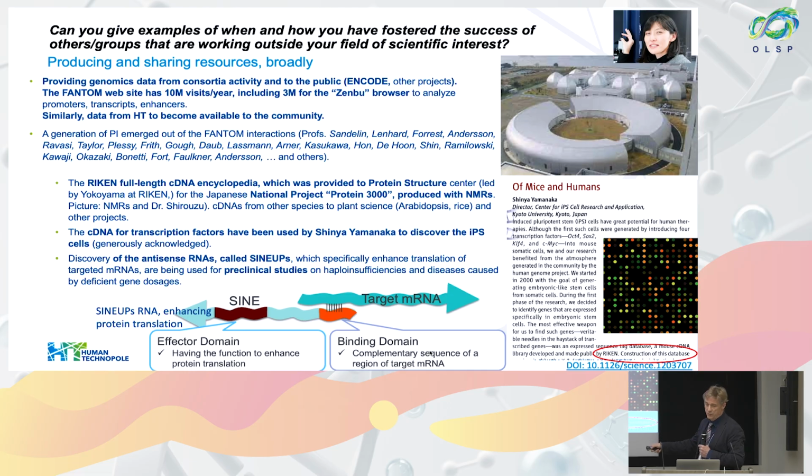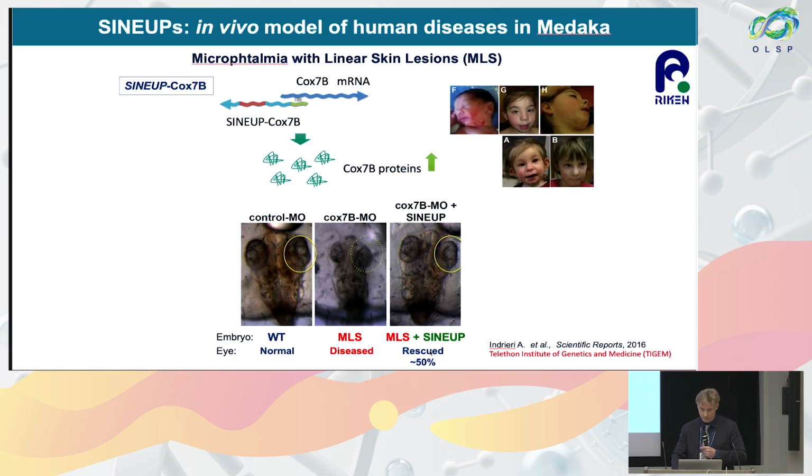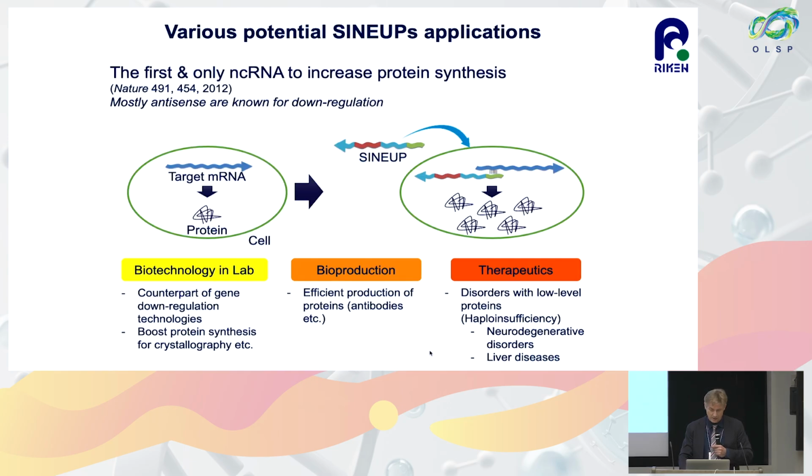And one more example: among the antisense RNAs, we identified some that contain a SINE element that upregulates translation of the targeted protein. I'm going to essentially skip this. Essentially, we can translate more protein from less RNA, rescuing the phenotype. This is a Medaka fish model of human haploinsufficiency, with the idea that we can use those antisense RNAs to rescue haploinsufficiencies, or the lack of protein.